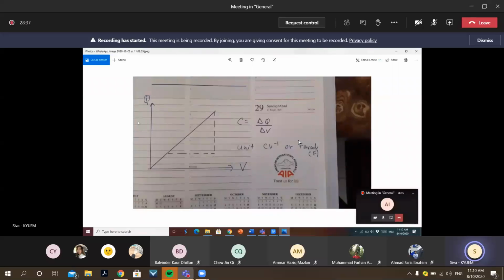So can you draw this graph, Q on the y-axis, V on the x-axis, and you draw a straight line. The variation between Q and V is directly proportional. And then you draw a gradient triangle here to show that you are calculating the capacitance. The capacitance, the gradient from the graph, is equivalent to delta Q over delta V. And the unit for it is coulomb per volt, or farad, F-A-R-A-D, capital F, after Michael Faraday. Okay, can you do this first?